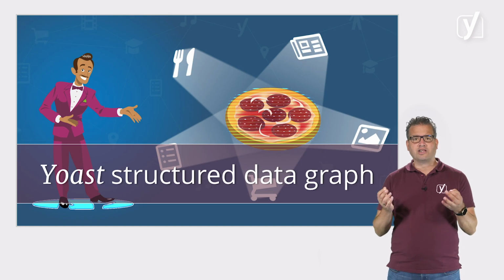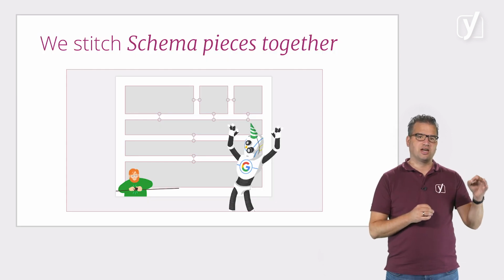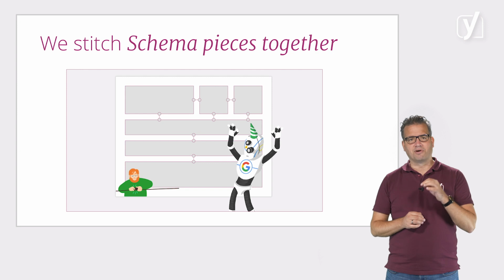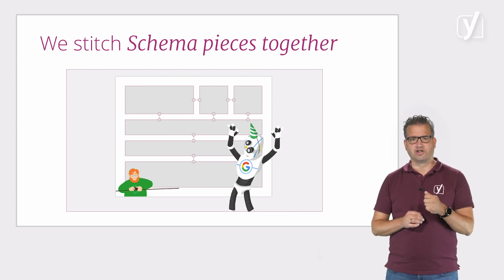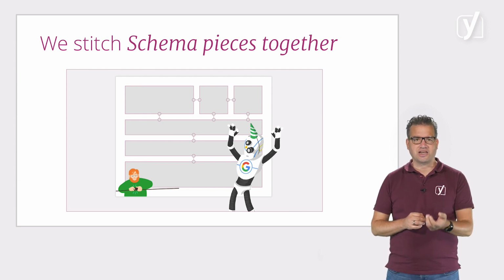At Yoast, we make the best out of schema with the Yoast Structured Data Graph. How do we do that? We stitch different schema pieces together. As a result, you get better chances to rank when you use Yoast SEO because search engines can understand your content.